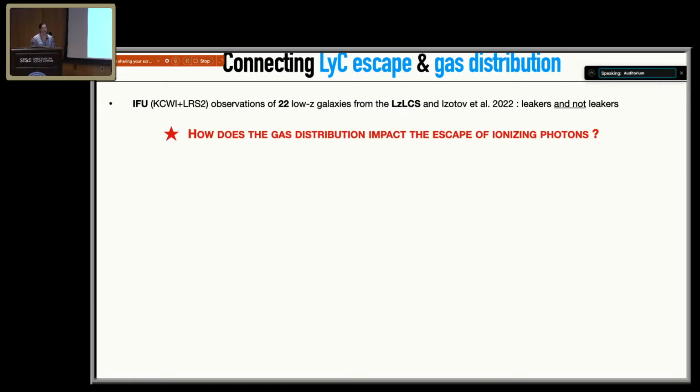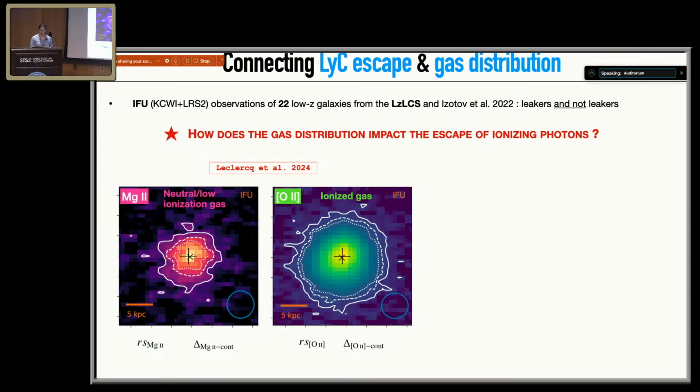This work aims at really understanding how the gas in the ISM and CGM impacts the escape of ionizing photons in those leakers. And this is a recently accepted work on arXiv.